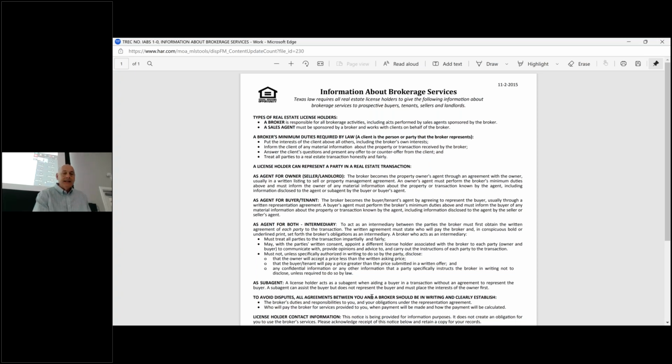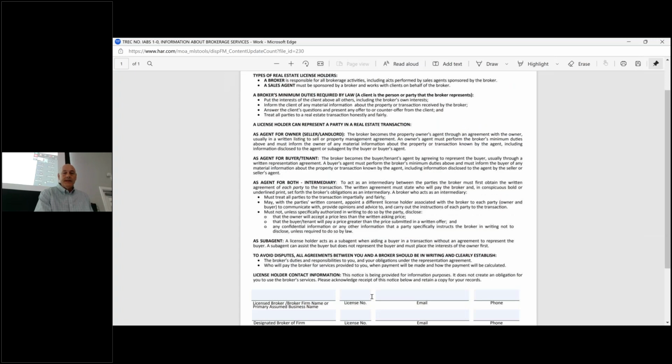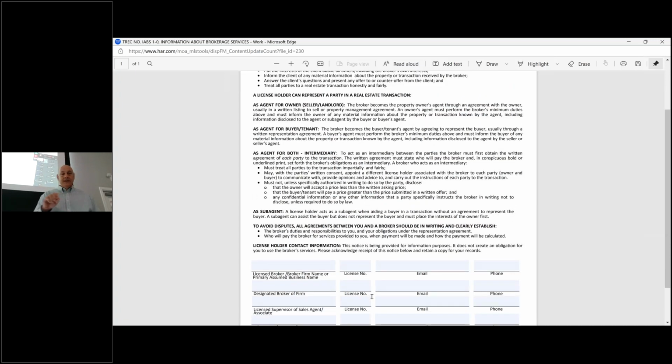A license holder can represent a party in a real estate transaction. These are the various ways that an agent can relate to a client in Texas. First of all, as agent for the owner or the seller, landlord, as agent for buyer or tenant, and that means there's a contractual relationship where you're representing their best interests. An agent for both, intermediary. Is this called dual agency?